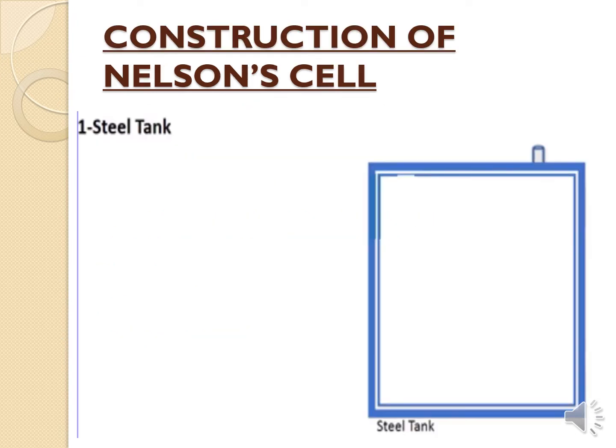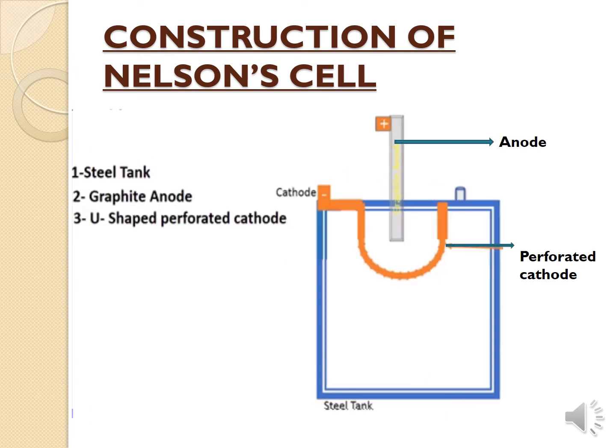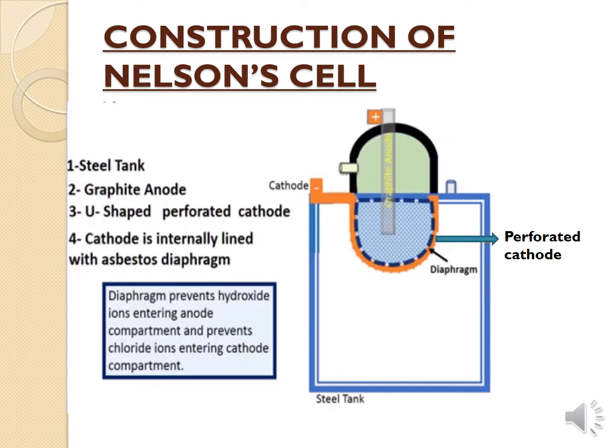Now we are going to discuss the construction of the Nelson cell step by step. As you can see in the diagram, first of all we take a steel tank. Then we adjust a graphite anode in this steel tank. Then we have a perforated cathode, meaning it has small holes in it. This perforated cathode is internally lined with an asbestos diaphragm.